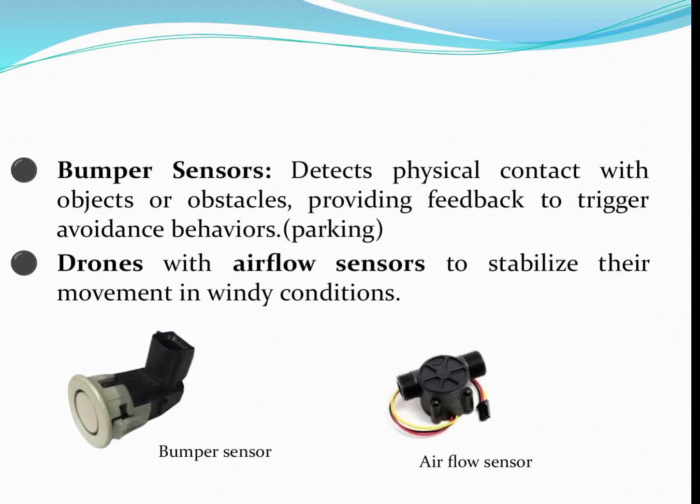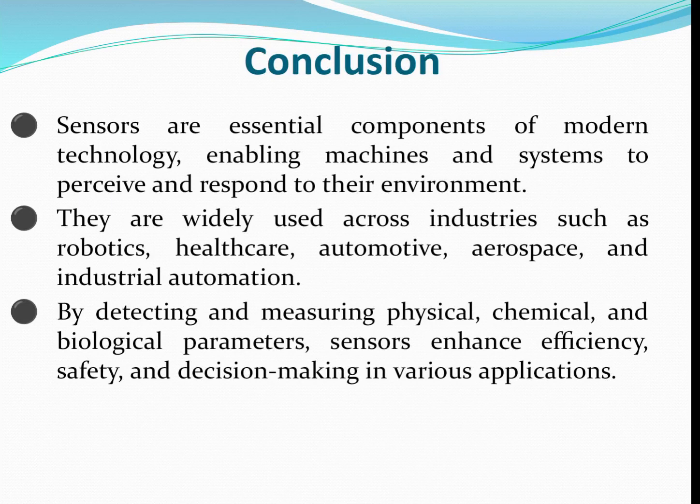A bumper sensor detects physical contact with objects or other obstacles, providing feedback to trigger avoidance behaviors during parking. This type of sensor is fixed in the bumper of cars or lorries so it is easy to detect when obstacles are near. Drones use airflow sensors to stabilize their movement in windy conditions.